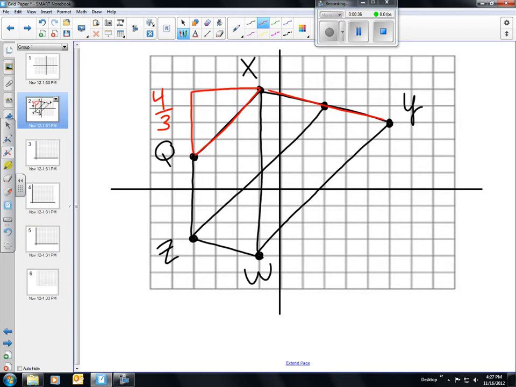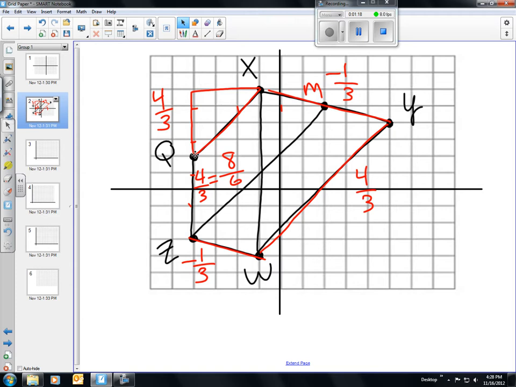From X to Y is going to be a negative 1/3 slope. From Z to W is going to also be a negative 1/3 slope. From Z to, let's go ahead and call this point M here. From Z to M, you're going to be going up 2, 4, 6, 8, and over 2, 4, 6. So here the slope is going to be 8 over 6, which you can reduce to 4 over 3. And then here the slope from W to Y is also going to be 4 over 3.